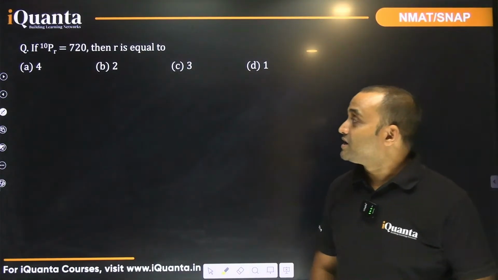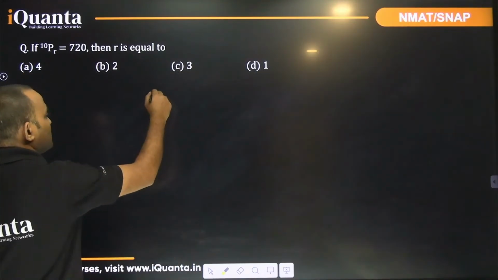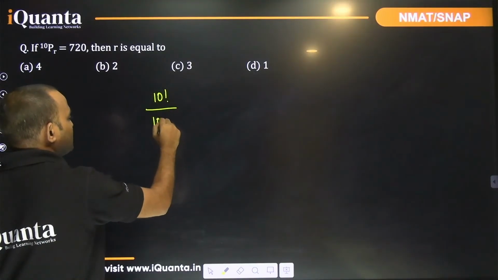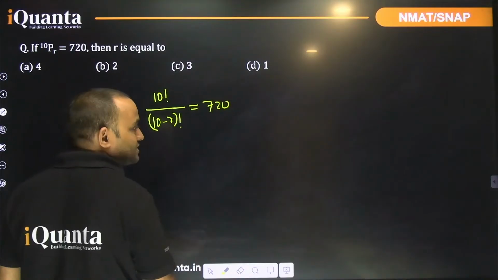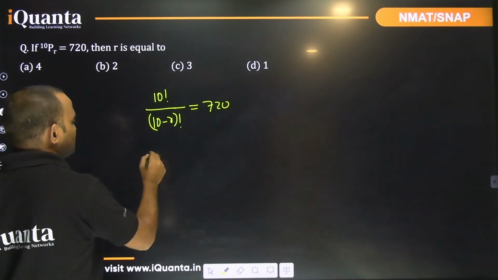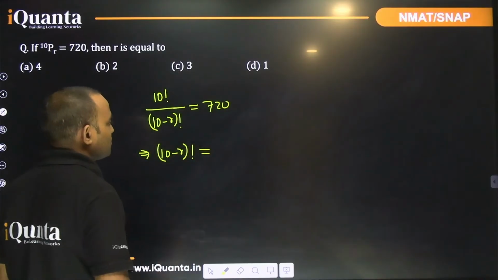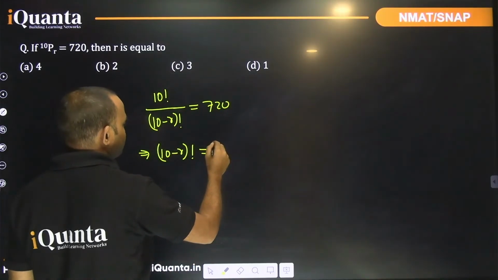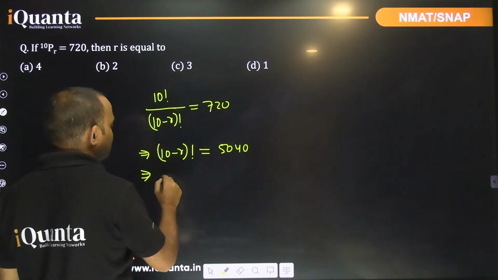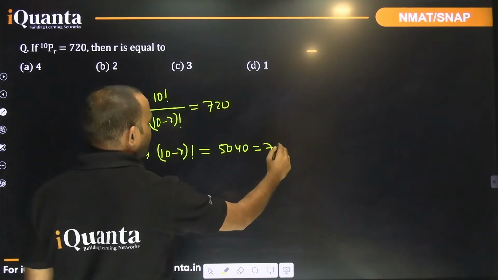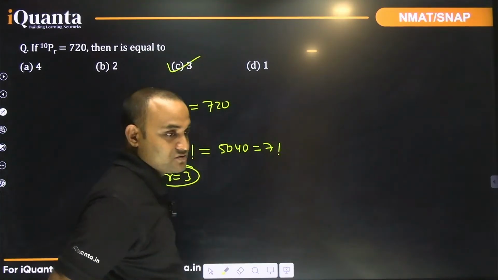Now this question: if 10PR is 720, then R is equal to, so what will happen? 10 factorial upon 10 minus R factorial is equal to 720, right? So we can say 10 minus R factorial is equal to, what will be this value? This value will be equal to 5040, which is equal to 7 factorial. So R is equal to 3. Answer is option C.